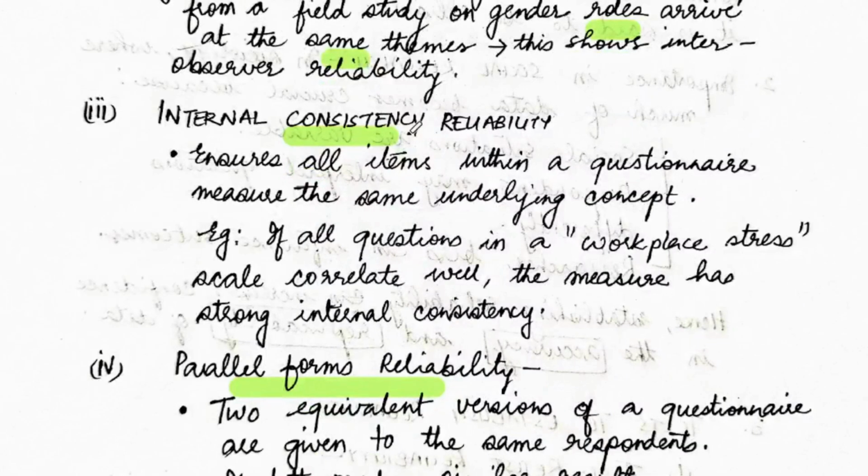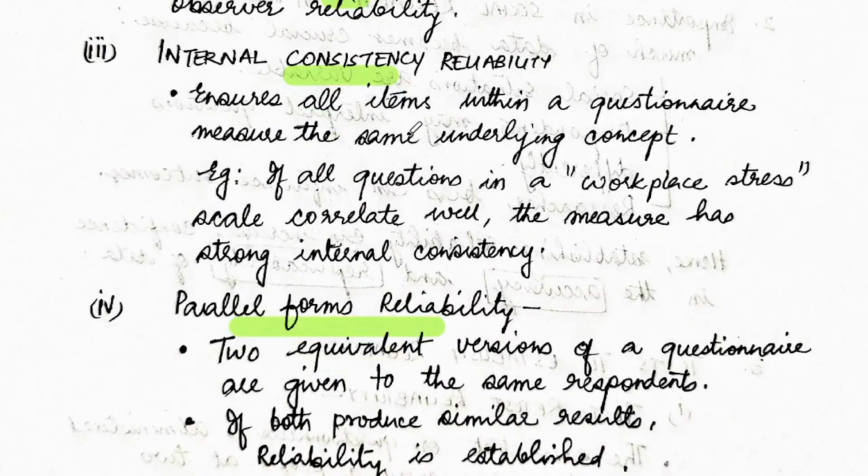Next, we come to internal consistency reliability. What it is? This ensures all items within a questionnaire measure the same underlying concept. So, suppose we create a 10 question scale on workplace stress. Now, if all questions truly belong together, in such case, the responses are correlated. If all questions truly belong together and responses are correlated, our tool is internally consistent.